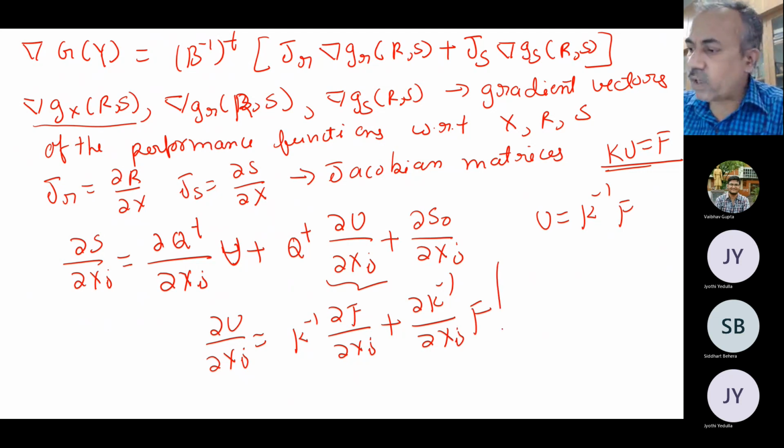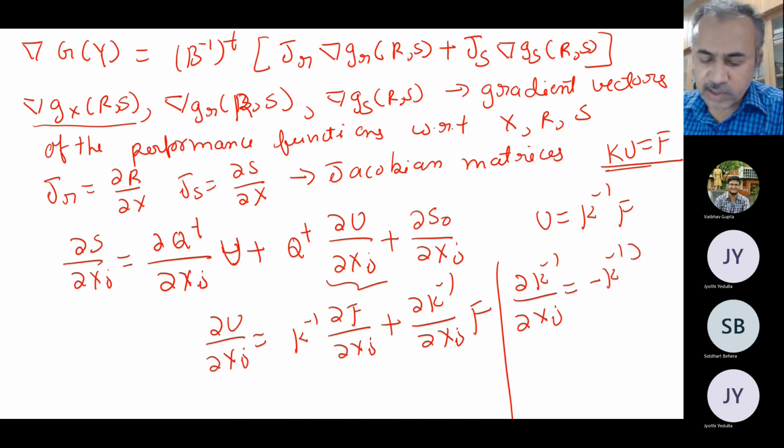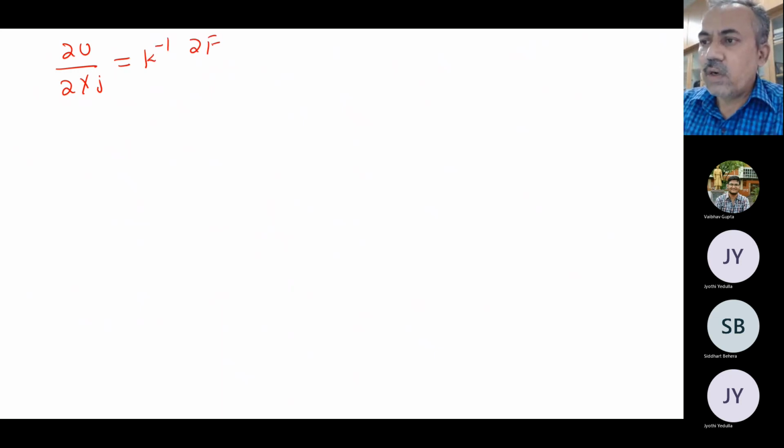So how to calculate dou K inverse by dou Xj? There are several tricks for how to calculate these derivatives. Dou K by dou Xj, K inverse, and if you substitute, you have to do some small algebra here. So dou U by dou Xj, you can write this as K inverse into dou F by dou Xj minus K inverse into dou K by dou Xj into U.